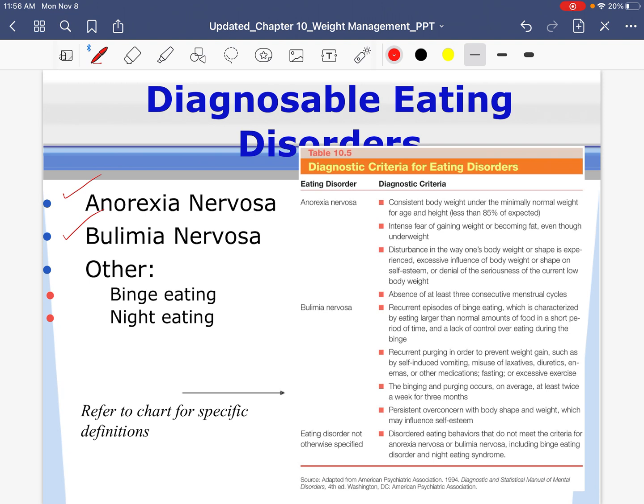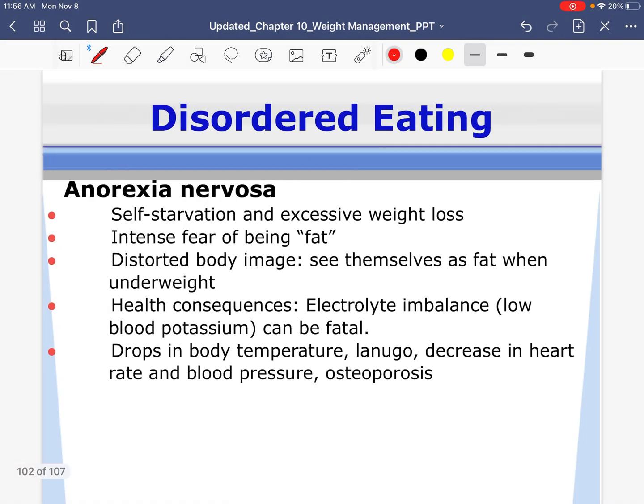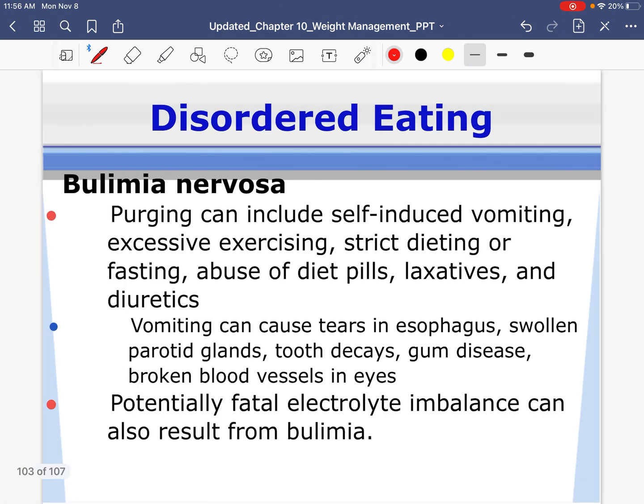Anorexia, make sure that you can define these. Anorexia is purposely restricting calorie intake. Bulimia is binging often or eating large amounts and then throwing it up. There are some others. Binge eating without throwing it up, and then night eating can also be a negative. Just know the top two definitions. You don't need to know all the specific criteria, but just the basics.